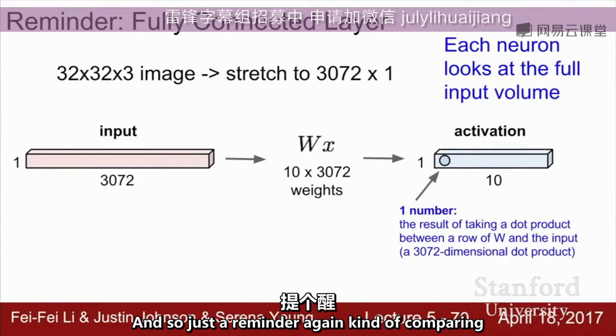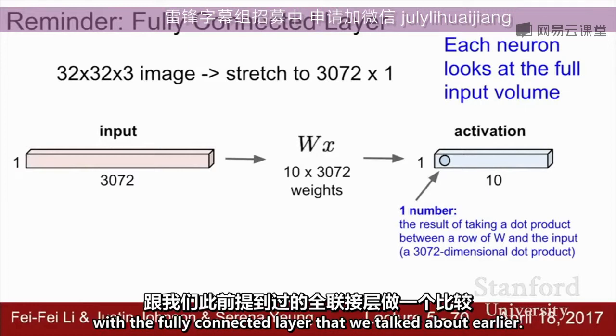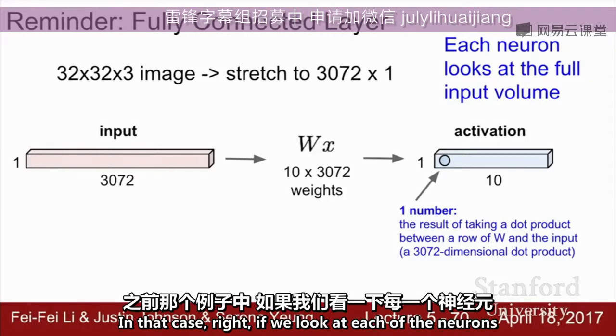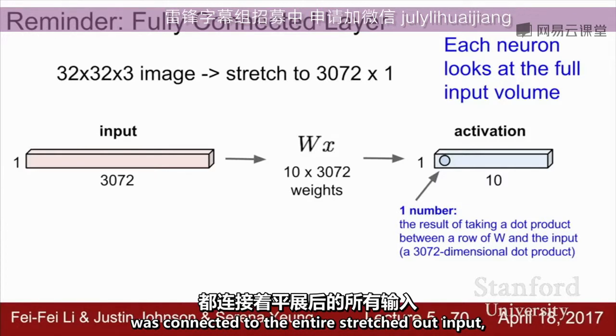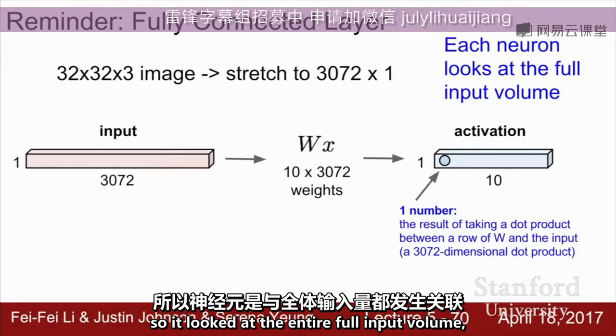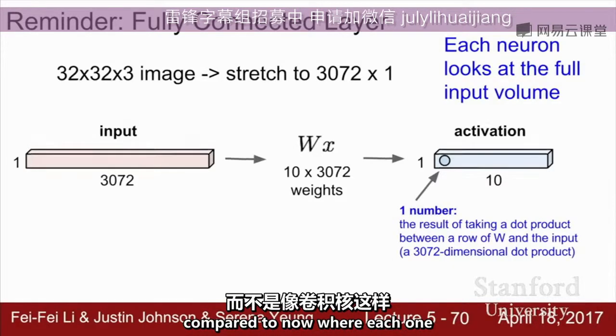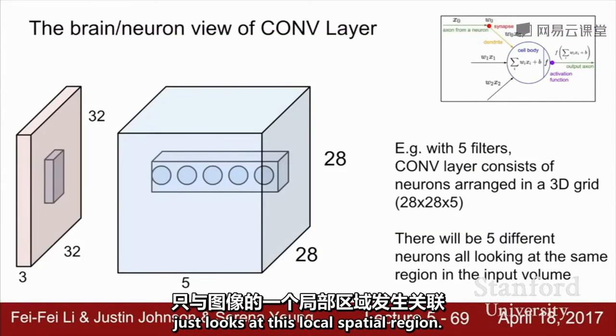And just a reminder, comparing with the fully connected layer that we talked about earlier, in that case each of the neurons in our output was connected to the entire stretched-out input. It looked at the entire full input volume, compared to now where each one just looks at a local spatial region.